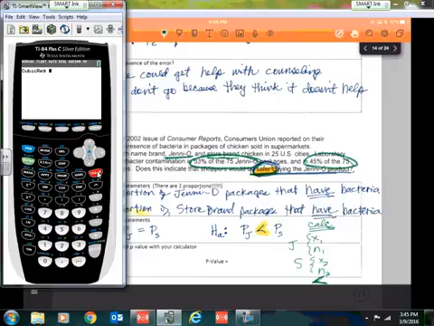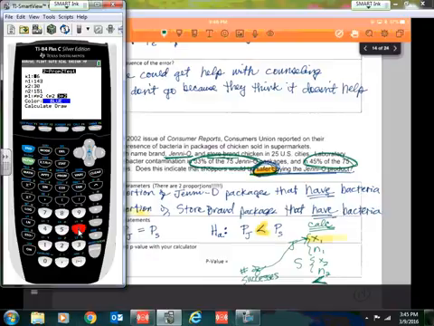I hit the wrong thing. STAT, over to TESTS, number 6. Here we go. Here's the key. This x has to be a number of successes. This has to be a number of successes. That means that you cannot put a decimal there.